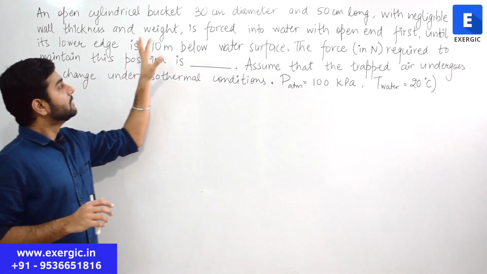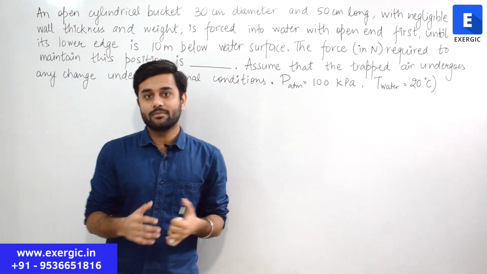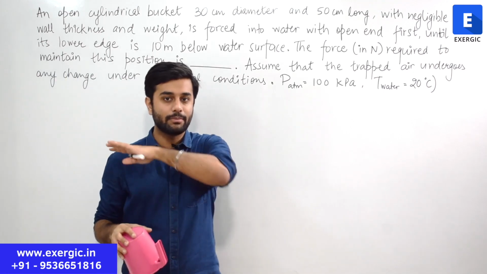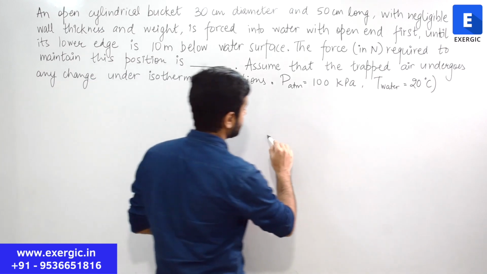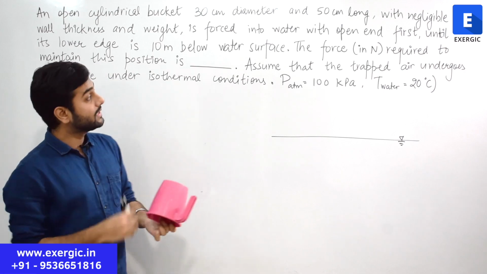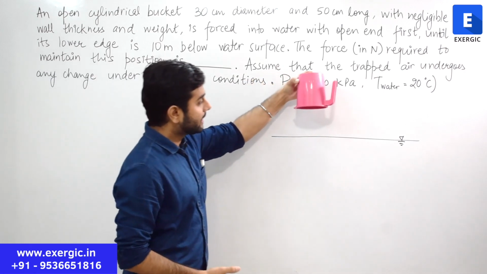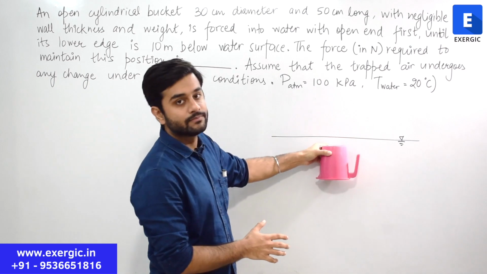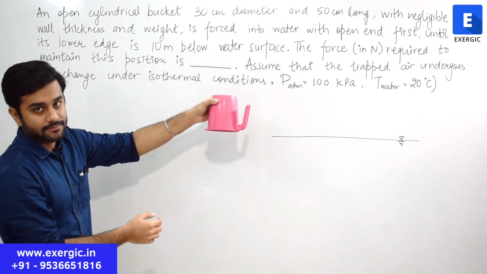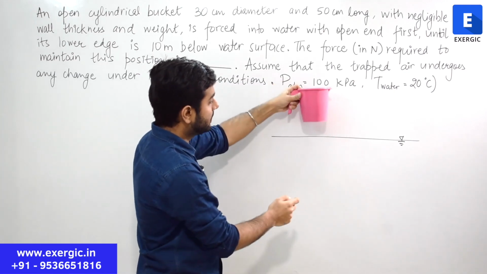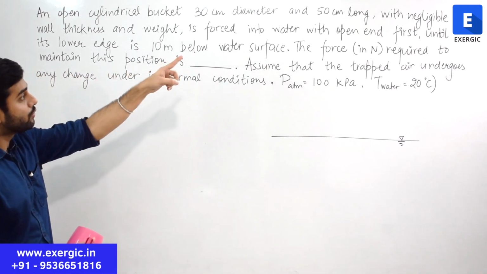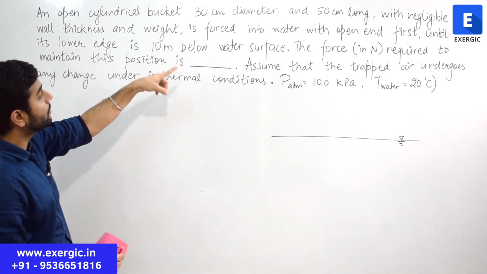For this case, since I cannot use a bucket here, I have arranged a small mug. So assume this is the bucket, and there is a big water body, a big water surface. This is the free surface. What the question is saying is that this bucket is forced into this water with the open end first, right? Not like this, this is the closed end, but in this manner, open end is entering first. It is forced into water until its lower edge is 10 meter below water surface.